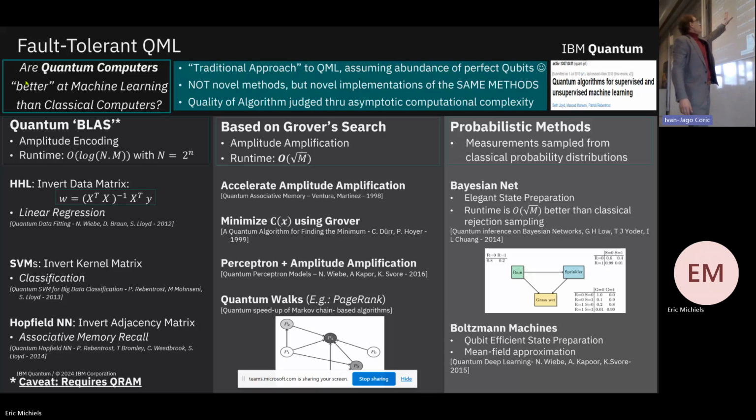You have also a wave of methods that is based on Google search and probabilistic methods also exist. Bayesian nets, Boltzmann machines, you might have heard about them in your courses. So they have also a quantum alternative. The only thing is they assume perfect quantum computers that we don't have yet. So the theory exists, but we will still need to wait until we have perfect systems before they will be executable.